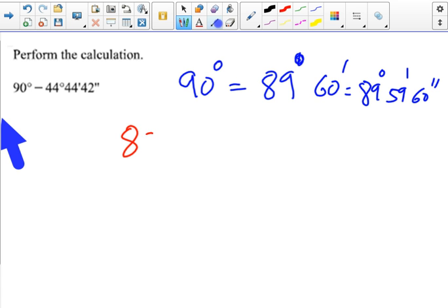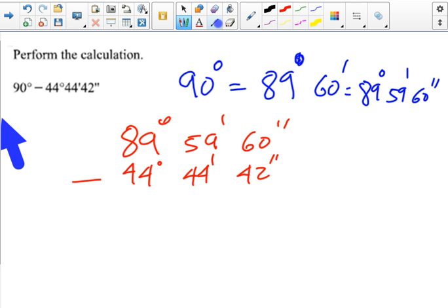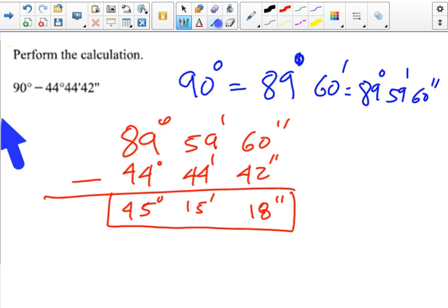So the problem is going to be 89 degrees, 59 minutes, 60 seconds, minus 44 degrees, 44 minutes, 42 seconds. 42 from 60, that's going to be 18. 44 from 59, that's going to be 15. And then 44 from 89 is going to be 45. So unless I've made a mistake with my arithmetic, that should be my answer.